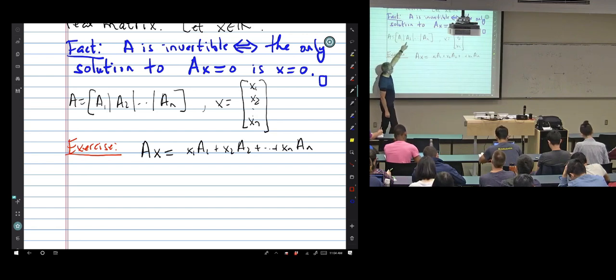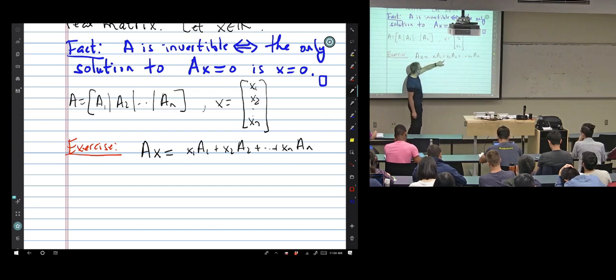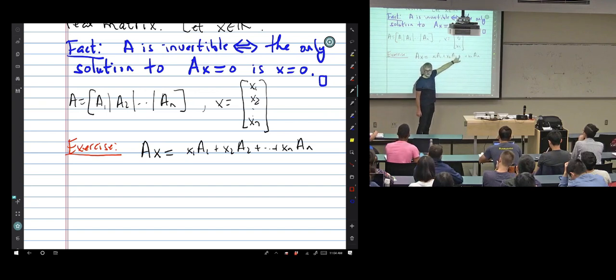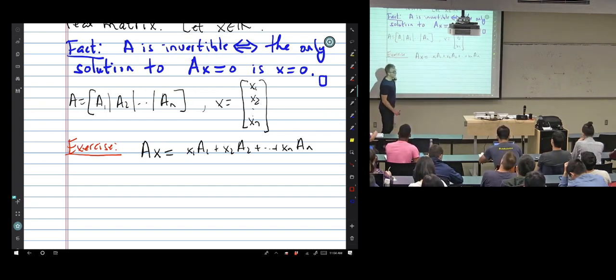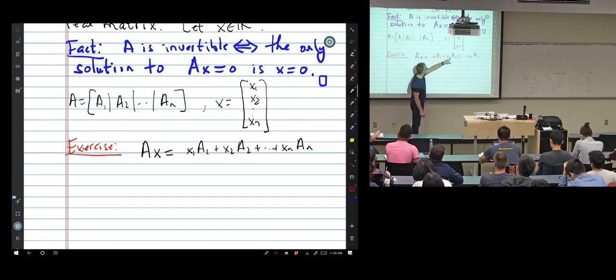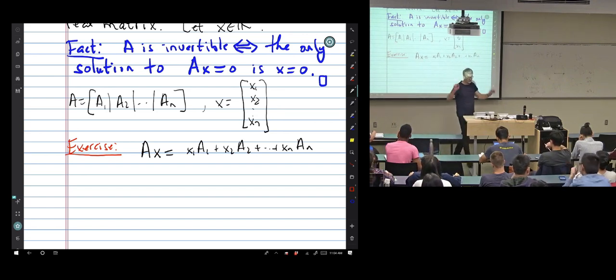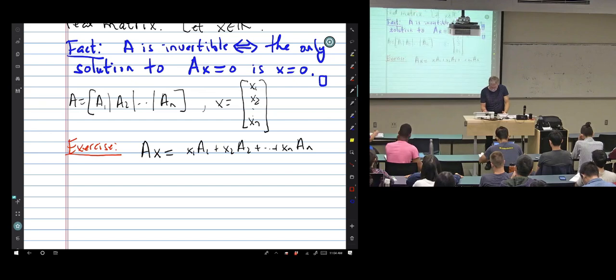So what are these called? The columns of A, right? What does this look like? Since x1 is a real number, x2 is a real number, this is a linear combination of the columns of A. So just use what you know about matrix times vector multiplication, and you'll end up with A1 times x1. But it's a scalar. You could move it to the other side. Okay? You'll end up with A2 times x2 and An times xn. So just move them like this. That's the exercise.